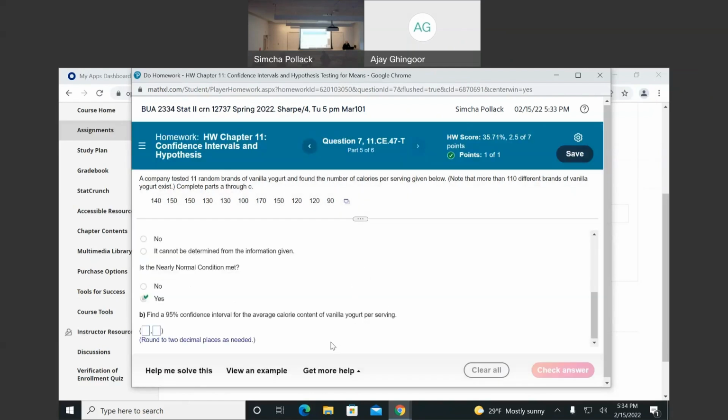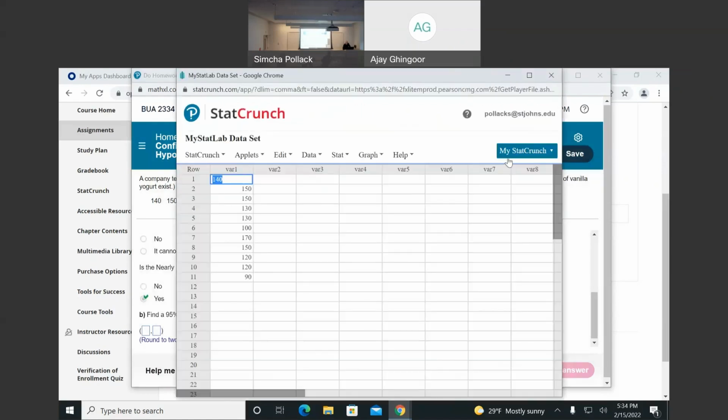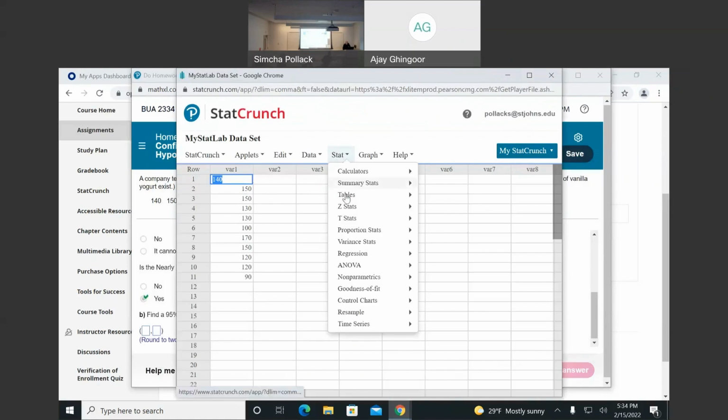Now they ask you for the calculation, which is where StatCrunch comes in very handy. These are the 11 numbers. To do it by hand, you have to take the average, calculate the standard deviation, and plug it into the formula. With StatCrunch, let's just do it. You have the 11 numbers right here. Go to Stat. You have to know to go to the T stats. That's the only knowledge you really need.